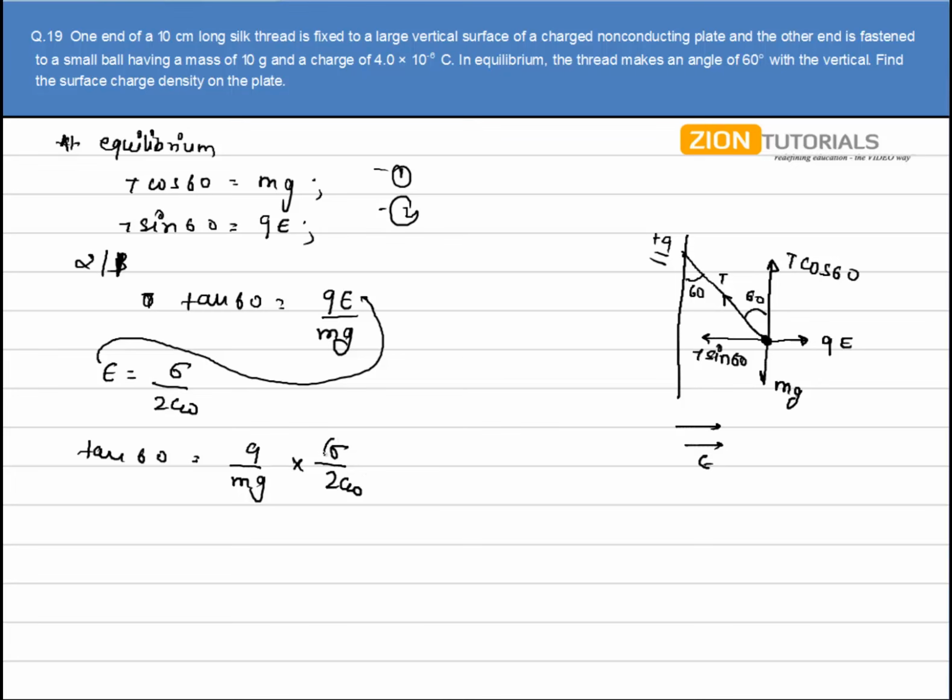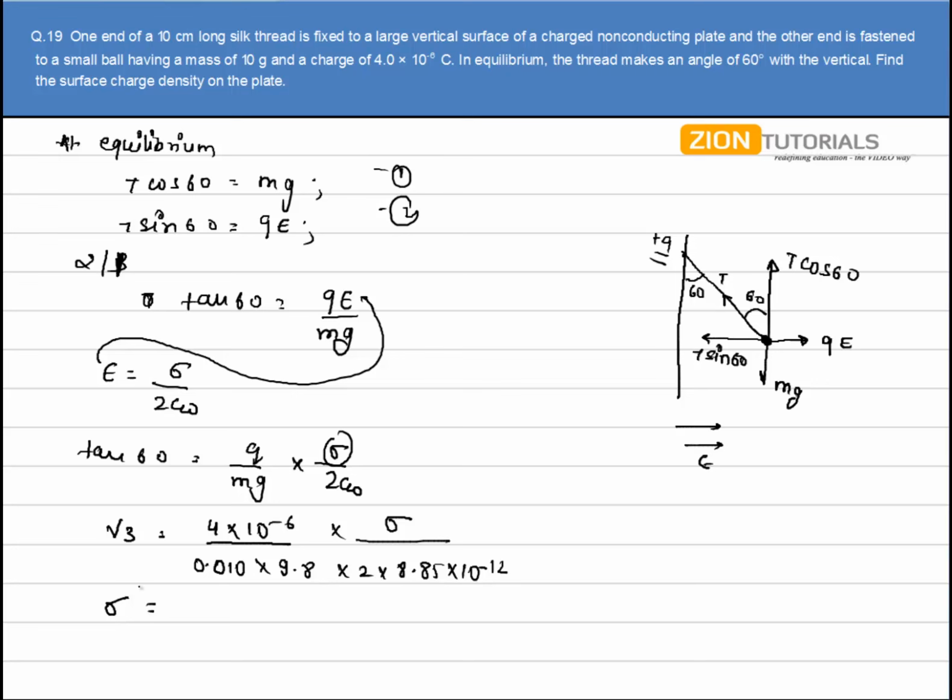Now I do have to calculate the sigma, that is the surface charge density of the plate, and I do know all the remaining variables. That is, I know the value of Q and m and then g and epsilon naught, that's but obvious. So tan 60 is root 3. The charge Q is given as 4 × 10^-6. Mass of the ball is 10 grams, that is 0.010 kg, into 9.8 into 2 into 8.85 × 10^-12, and sigma is as it is. So just solve this equation for the value of sigma.